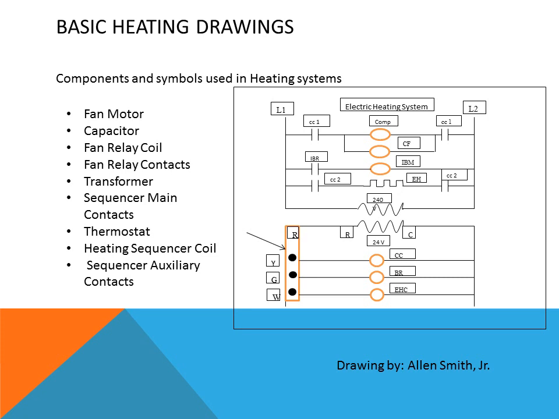A thermostat. And this is a heating sequencer coil. This heater sequencer coil is controlling the main contacts and the high voltage, which is 240 volts, for the electric heater. And below that is the fan relay, which is also 24 volts.